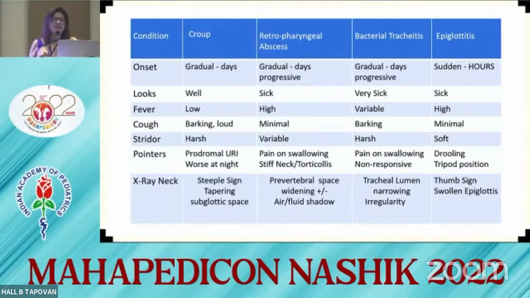Tracheitis is a very sick child. Again, a gradual progression, barking cough. There could be pain on swallowing. And in this child, if you take a plain X-ray, the tracheal lumen will be narrow and you see irregularity of the tracheal lumen. Fortunately, we don't see epiglottitis in our country.